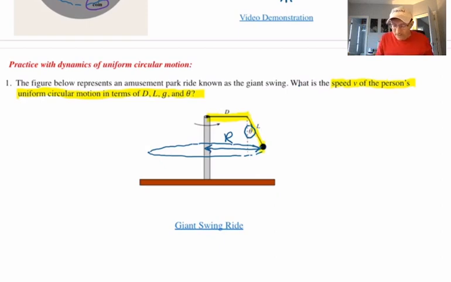All right, so let's kind of do that together. We'll start with a free body diagram. Obviously, we have to pick a system. It's that person. That's our particle.